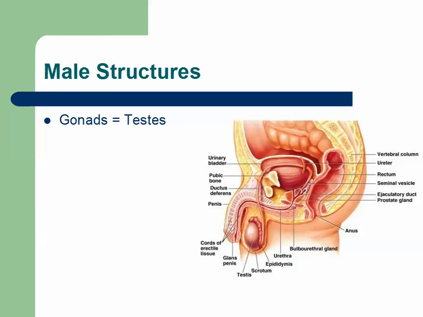As we said in lecture 1, the gonads of the male system are the testes. And remember, these are the primary sex organs. They're in charge of making the gametes. In this case, the male gametes are sperm. They're also in charge of making the sex hormones, so in this case, mainly testosterone.